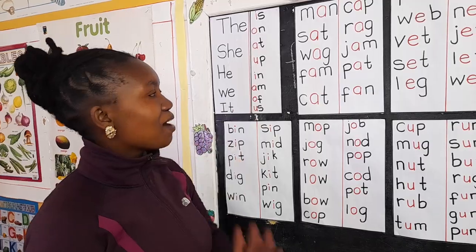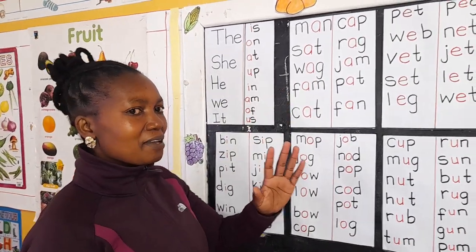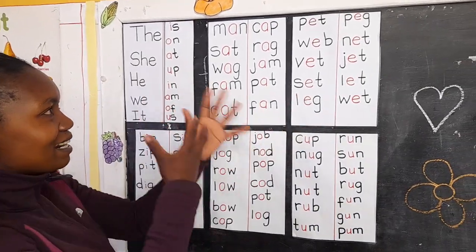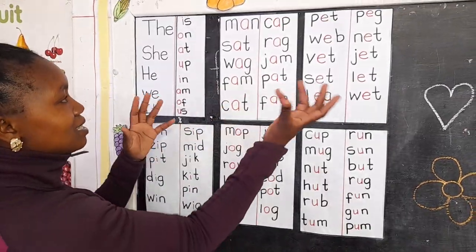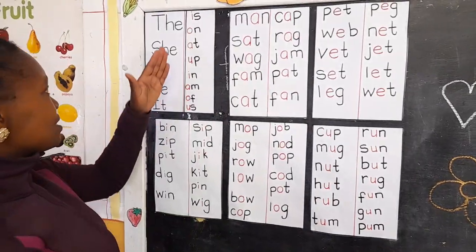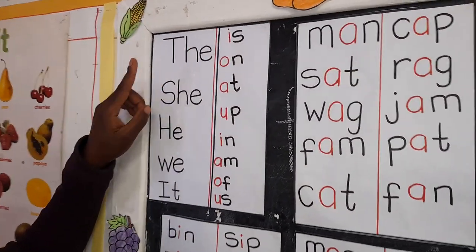Here we are having our words. Do you see the words, guys? When you are having a letter, it forms some words. Do you see this? There are different letters there. But those different letters, they formed some words. We are having these words here, which are the joining words or they start a sentence.